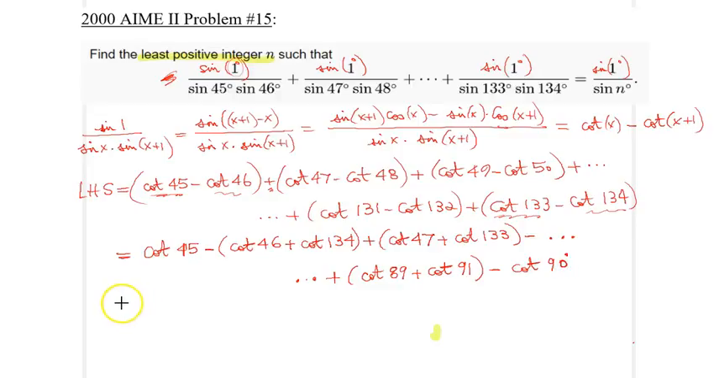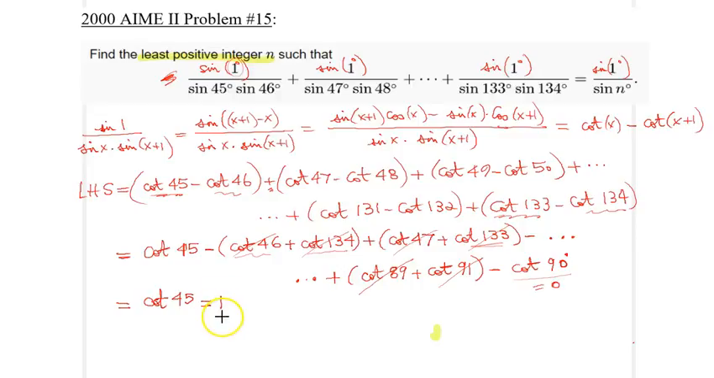Okay, but now that's perfect for me because cotangent of 134 is just minus cotangent of 46. They would cancel out. Cotangent 133 is just minus cotangent of 47. They will cancel out. And similarly for the other pairs, all I'm left with is cotangent 45 minus cotangent of 90. I know cotangent of 90 is simply equal to 0, so the whole thing reduces to cotangent of 45 degrees, and I know very well cotangent of 45 is simply equal to 1.